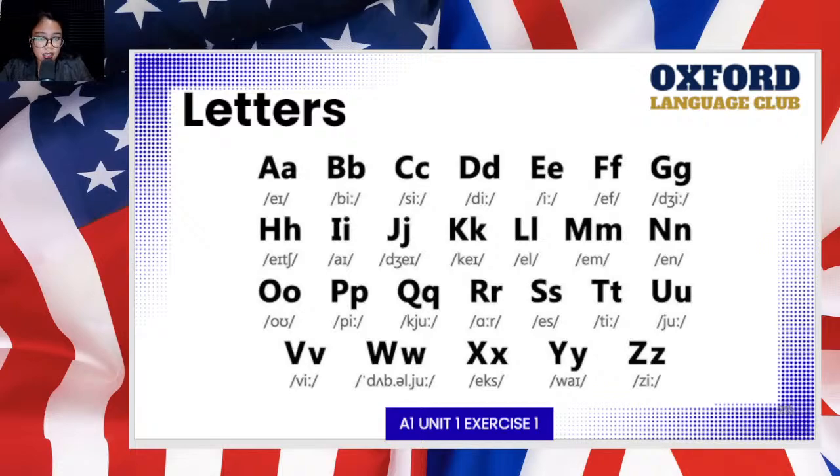S, S, a hissing sound. T, T, U, V, V, W, W, X, S, S, Y, Y, Z, Z. All right, that's wonderful. Again, those are the different letters in the English alphabet and their corresponding pronunciation or sound. You did a great job.